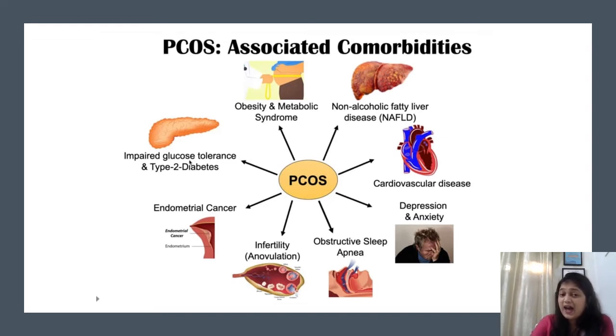The next and the most dangerous complication that can occur is the endometrial cancer. So therefore, PCOS needs to be identified at the early stages, needs to be controlled and managed at the early stages.